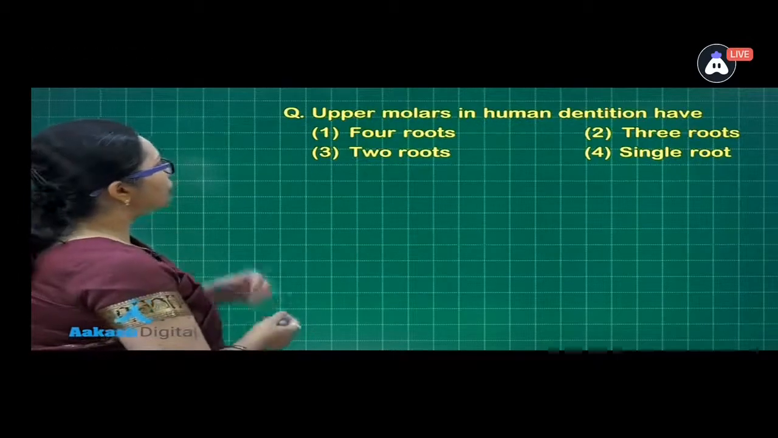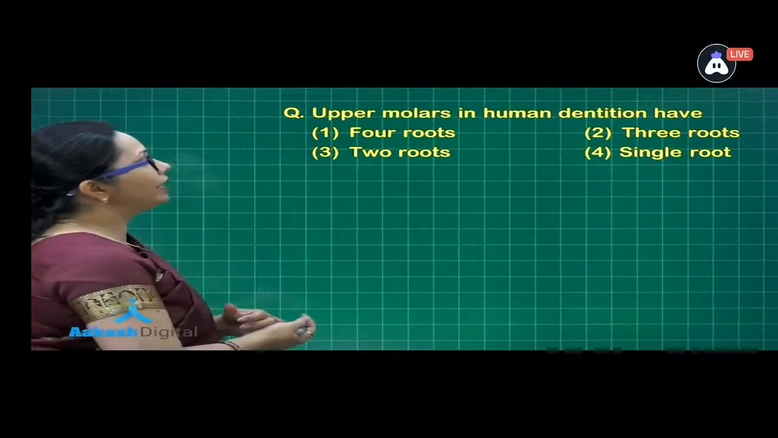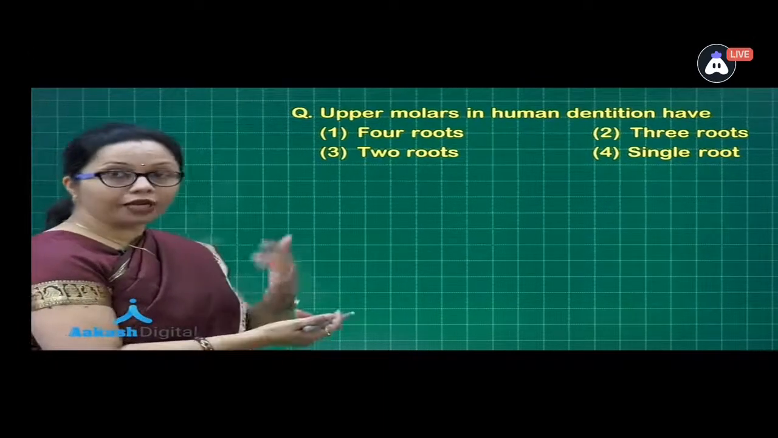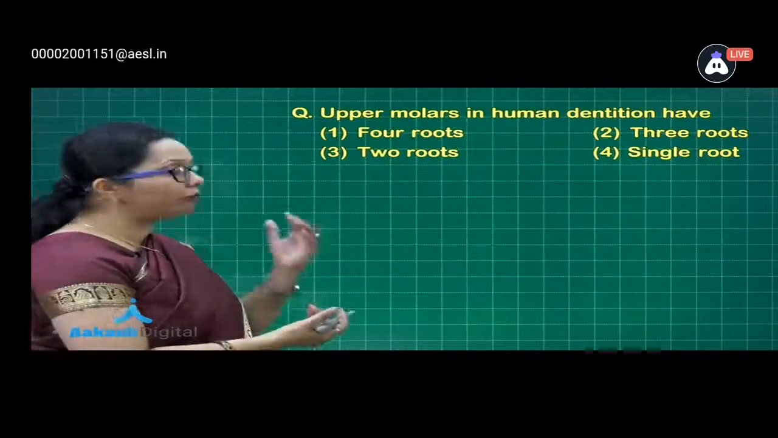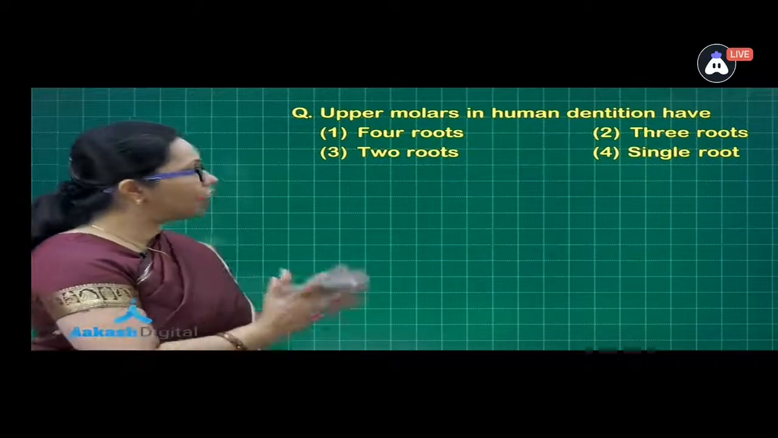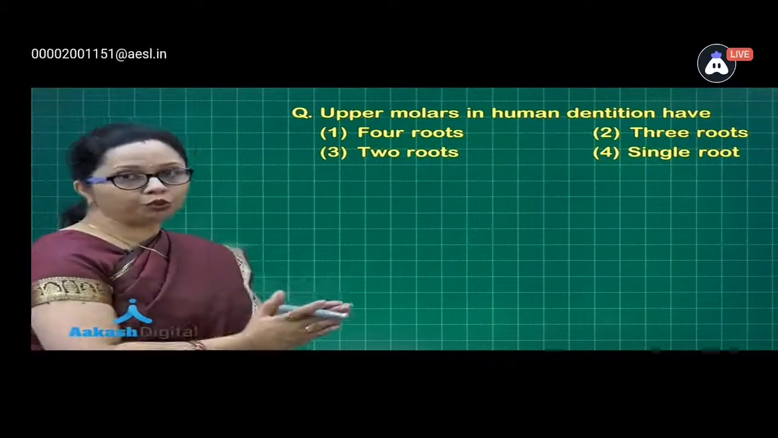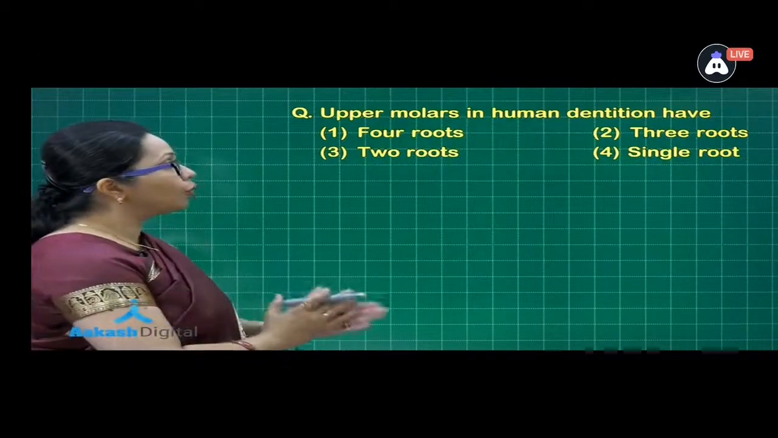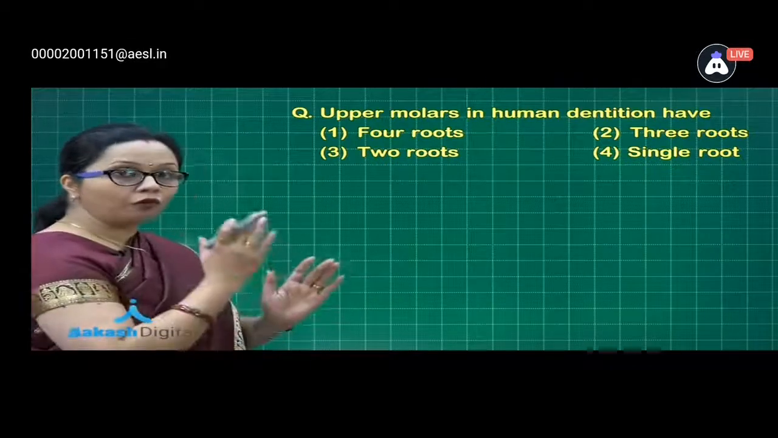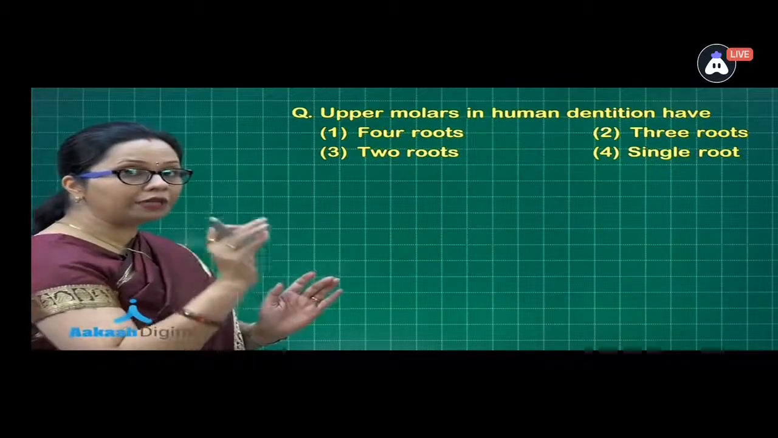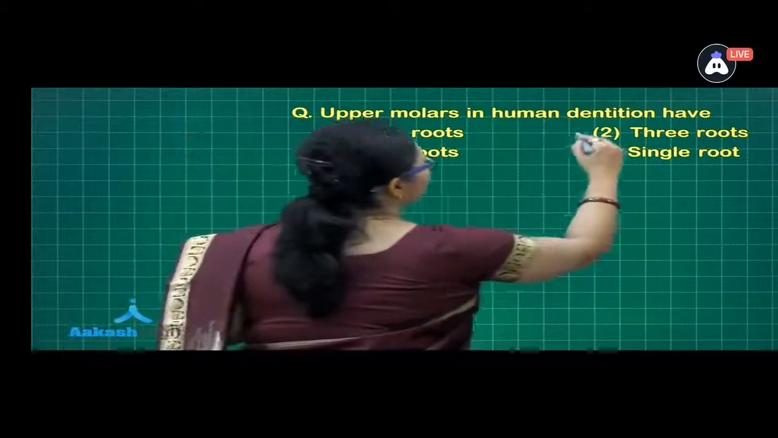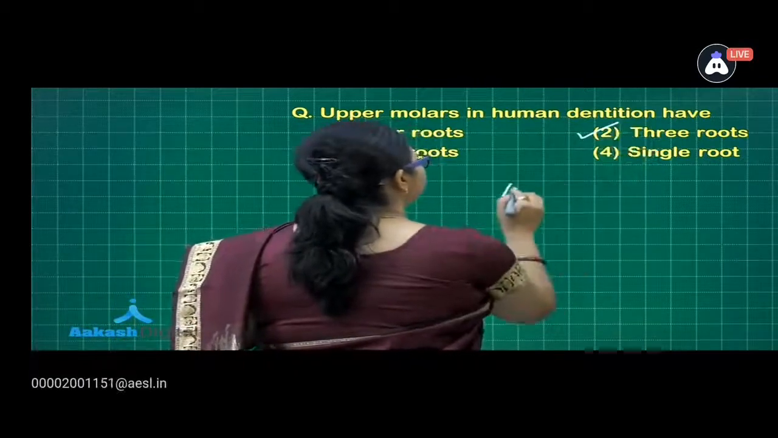So here we have a question: upper molars in the human dentition have. Now if you remember the formula that I just gave you for remembering how many roots are present, it was 1, 1, 2, 3 upon 1, 1, 1, 2. So for the upper molars, 1, 1, 2, 3. That means the molars have 3 roots. So here our answer is option 2.